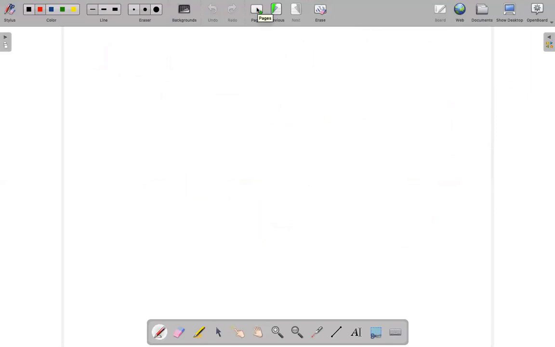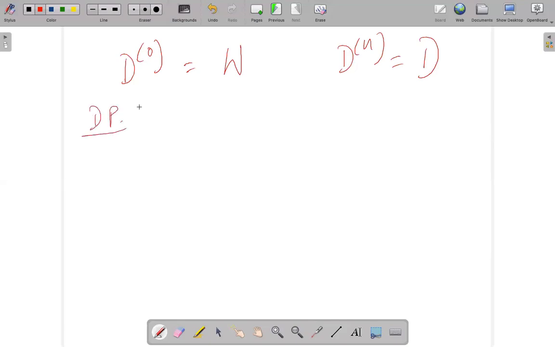So I think by now you have very well understood that our D0 is nothing but W, that is the adjacency matrix, and Dn is the final shortest path distance matrix. Okay. So in this case, the dynamic programming, which I am writing in short as DP, has two important steps.